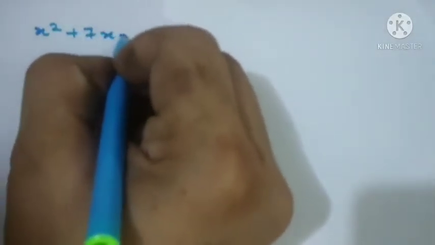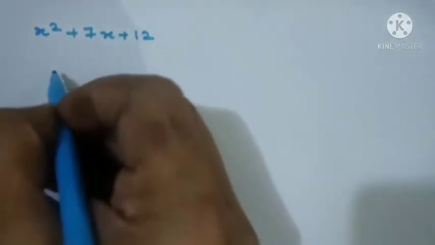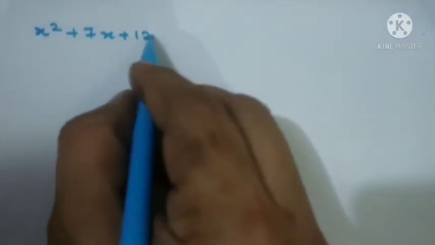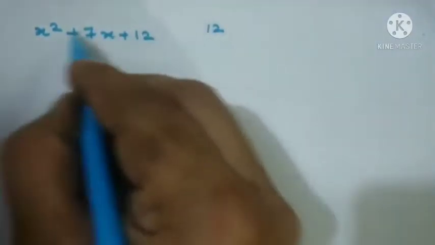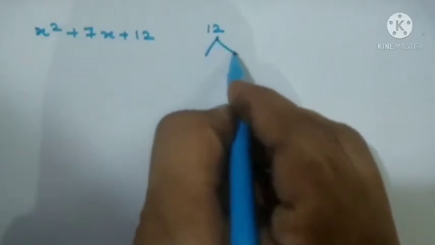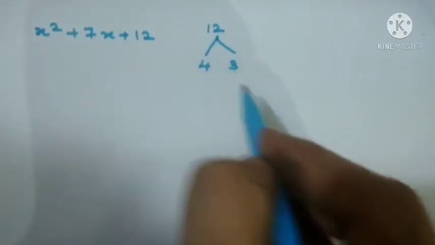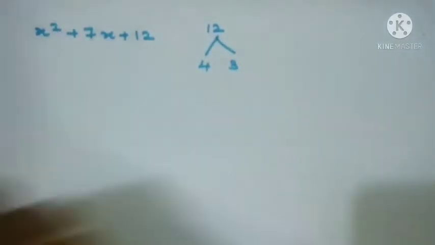Let us see one more example, x square plus 7x plus 12. What are the steps we have to do? Split the middle term only. So here also the product is 12 into 1, 12. Again we should find the factors whose sum is 7.